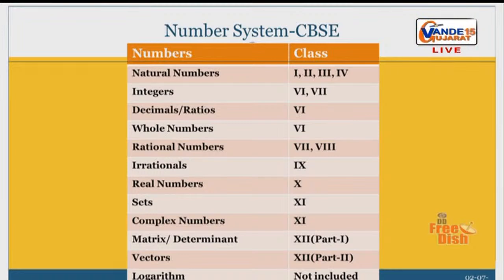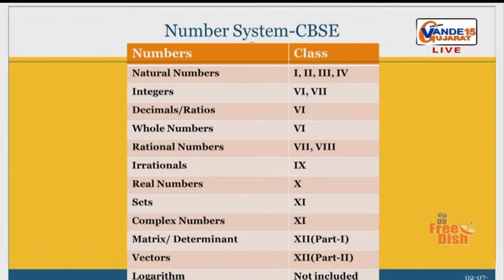Then integers are introduced in classes 6 and 7, decimals and ratio in 6, whole numbers in 6, rational numbers in 7 and 8. You can see that we learn rational numbers in 6 and 7. So, you can say our age is then around 12 years and above.